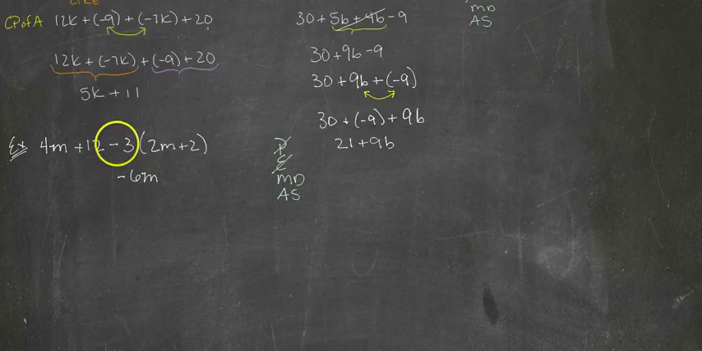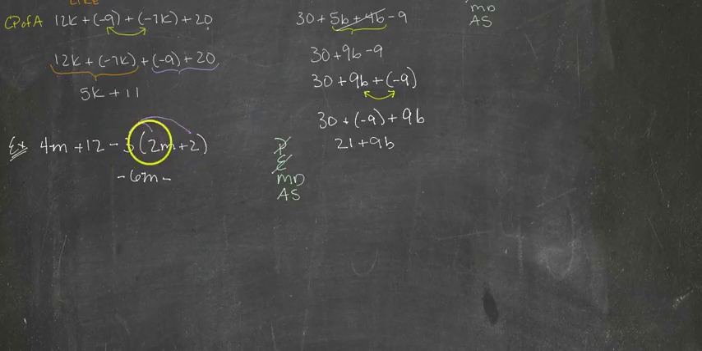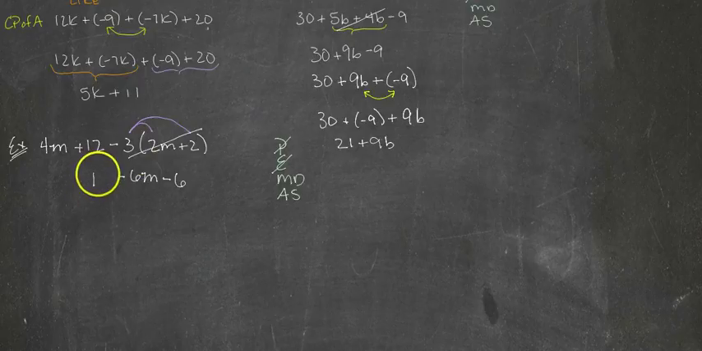A negative and a positive. Let me put my loops in here just so I'm sure we all know what I'm doing. A negative and a positive is a negative. 3 times 2 is 6. So I've now finished with this part. I'm just going to bring everything else straight down.